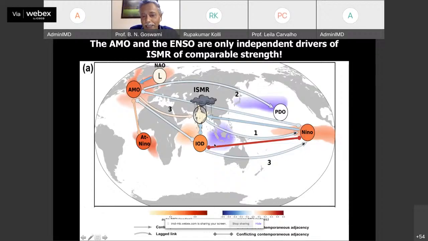So the straight lines are simultaneous relationships, but the curved lines mean there are lag relationships. The color represents positive or negative correlation. So this is a positive correlation with a lag of 3 months. So IOD can drive ENSO with a lag of 3 months.